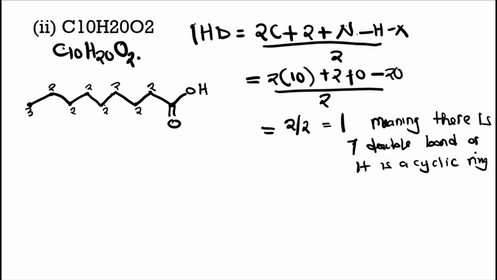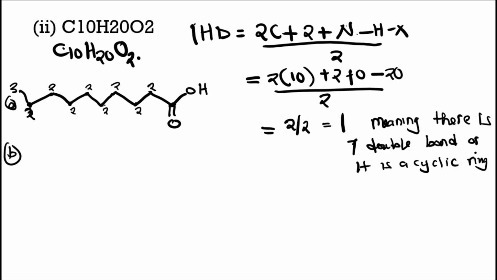Okay, so I left out 1 carbon here. Okay, so like this: 1, 2, 3, 4, 5, 6, 7, 8, 9, 10. 10 carbons. Now let's count the number of hydrogens. So this is 1, 2, 3, 4, 5, 6, 7, 8, 16. 16 plus 3, 19, plus 1 here, 20. So this is one possible structure for this compound, just from the IHD.